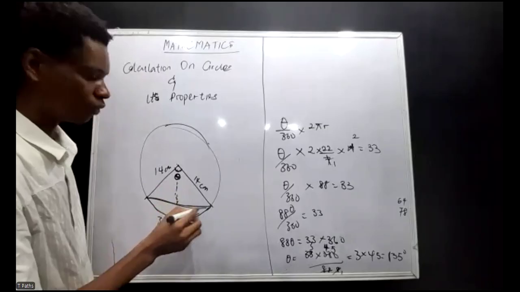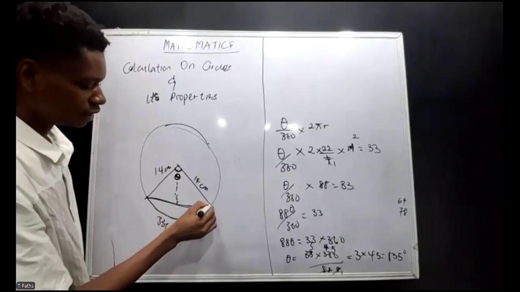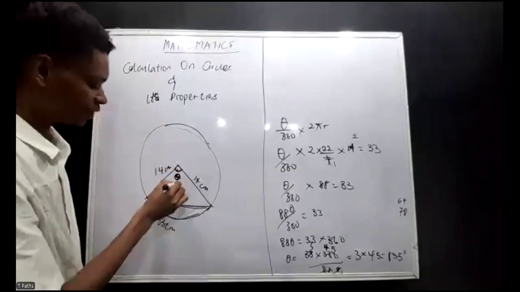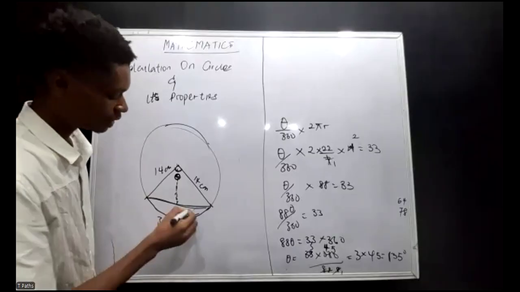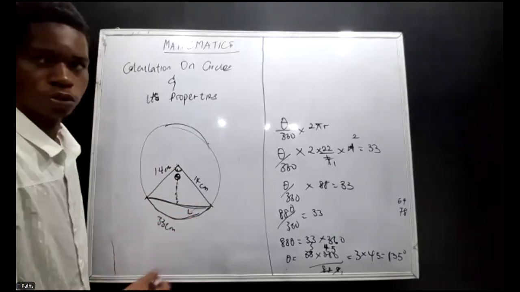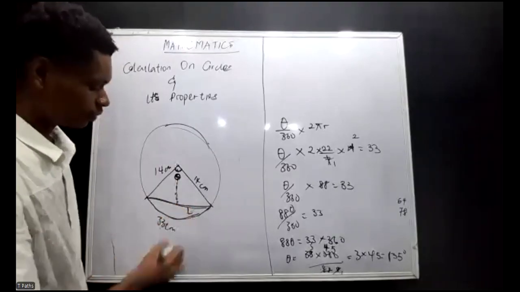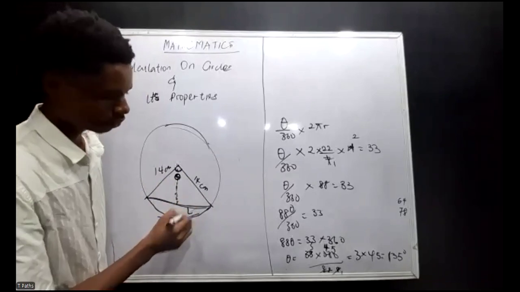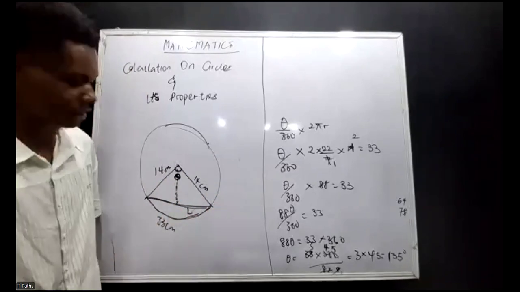From last class, we treated Pythagoras theorem. So we can use Pythagoras theorem to find the length of this, because this vertical line is dividing this chord into 2 equal parts. So if we can get the length of this, the length of the chord will be this times 2, right? So let's label this as L. If I can get the value of L, the length of the chord will be 2 times L, which is 2L.